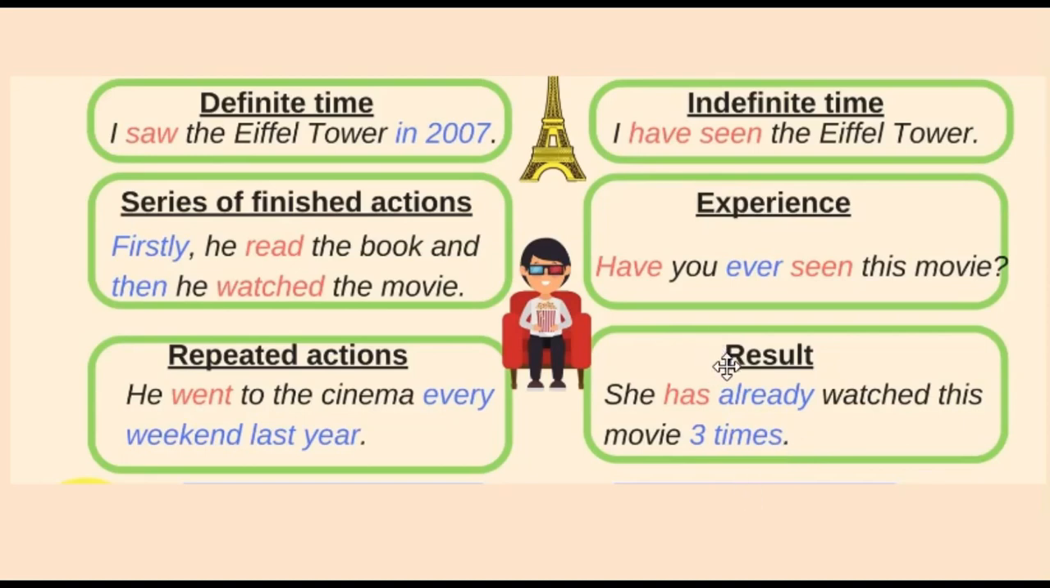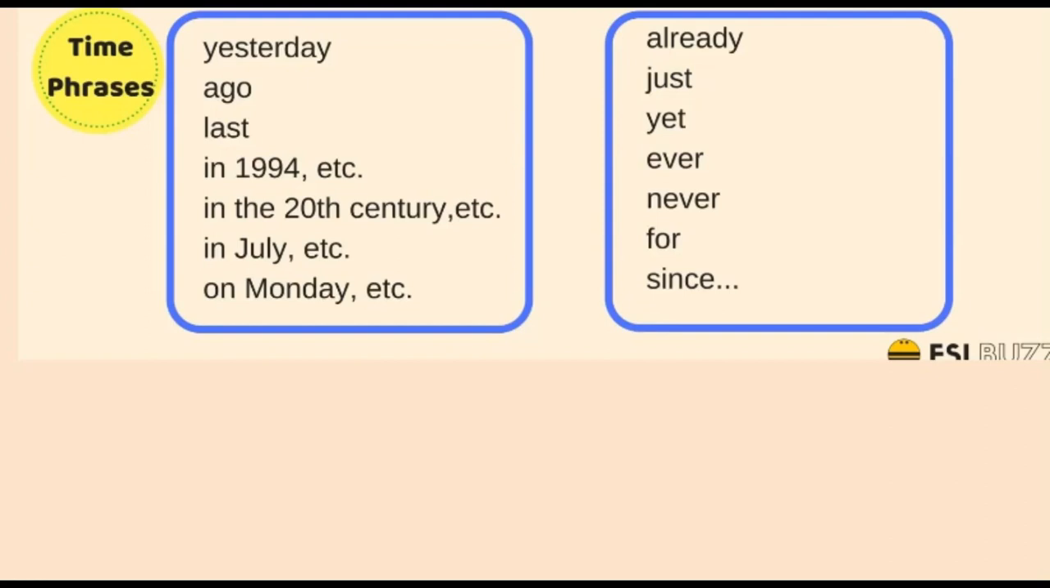In this case, we use present perfect. There also are some time phrases which are usually used with a certain verb tenses or certain types of verb tenses.